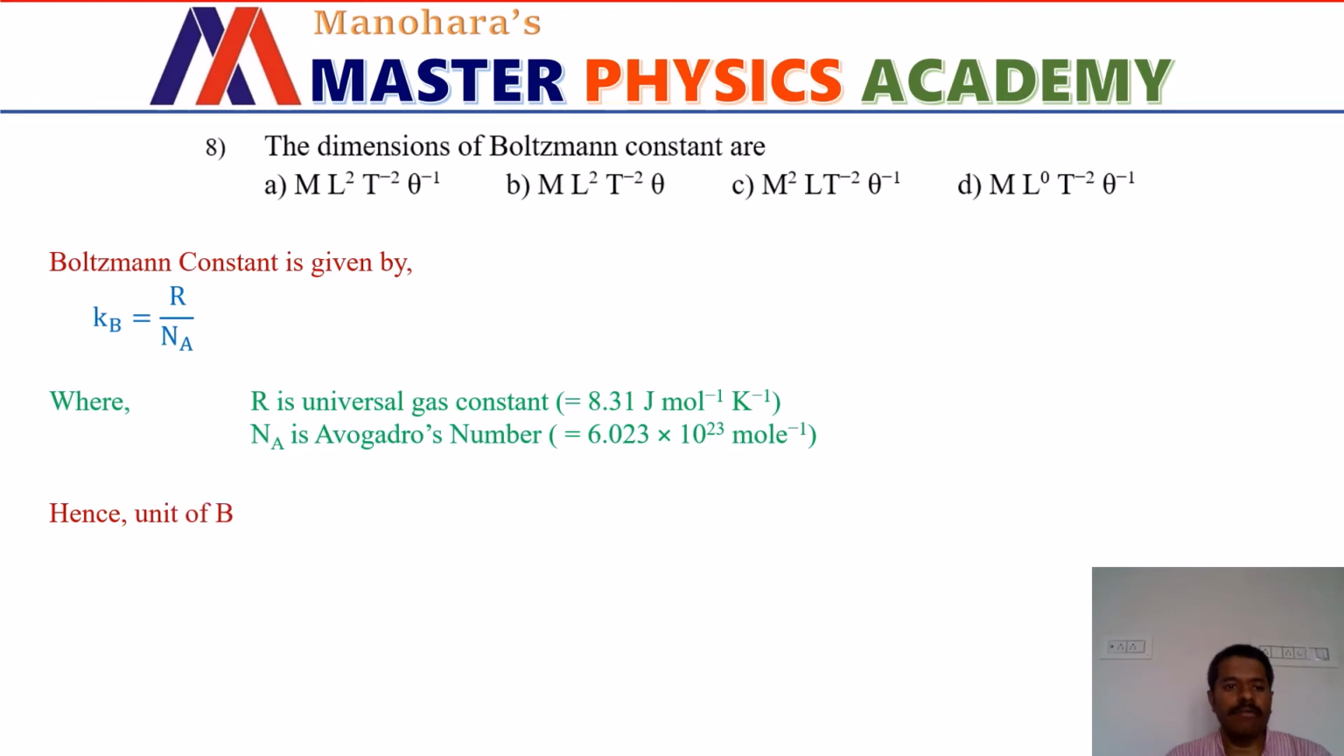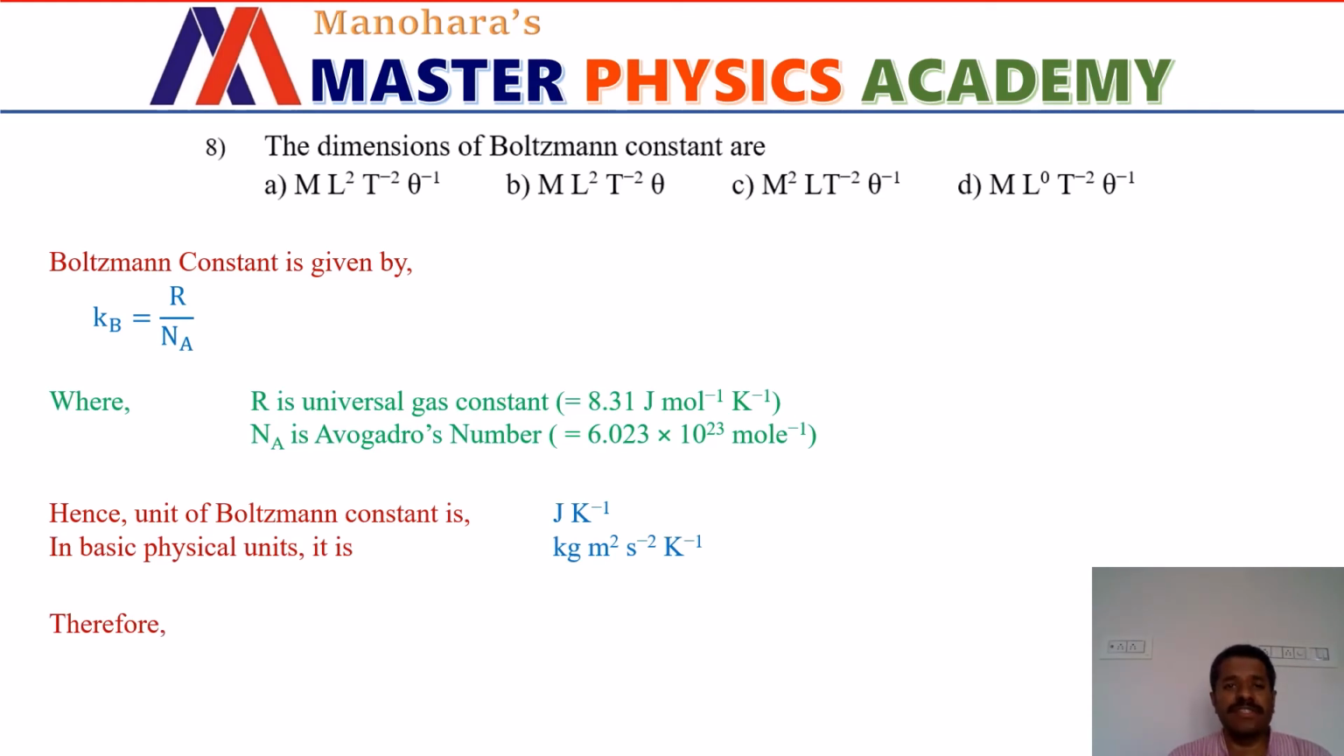Now, we have the unit for Boltzmann constant as joule per Kelvin, or in terms of basic physical quantities, it is kg meter squared per second squared per Kelvin. Therefore, the dimensions of Boltzmann constant are M to the power 1, L to the power 2, T to the power minus 2 and theta to the power minus 1. Option A is the right choice.